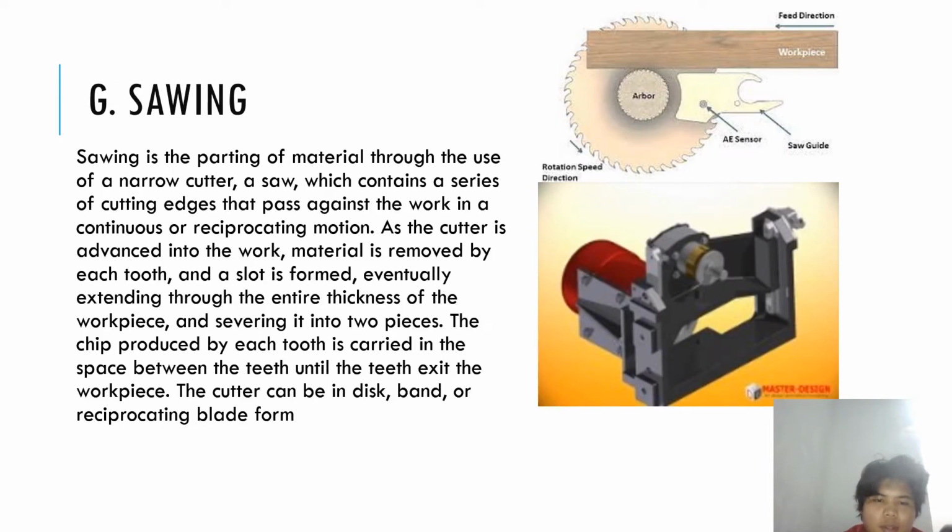Sawing is the parting of material through the use of a narrow cutter, a saw, which contains a series of cutting edges that pass against the work in continuous or reciprocating motion. As the cutter is advanced into the work, material is removed, extending through the entire thickness of the workpiece and severing it into two pieces. The chip produced by each tooth is carried in the space between the teeth until the teeth exit the workpiece. The cutter can be in a disc, band, or reciprocating form.